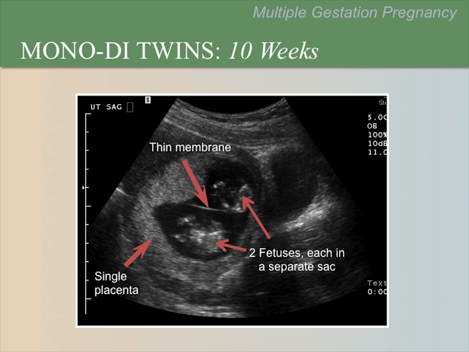Here we have labeled 2 fetuses that each occupy a separate amniotic sac. Only a single placenta is visible. The dividing membrane appears quite thin.